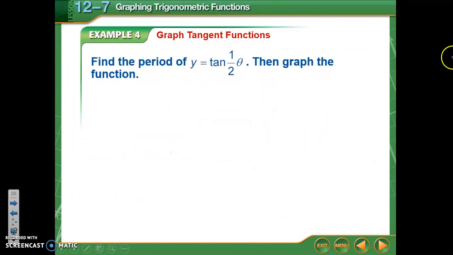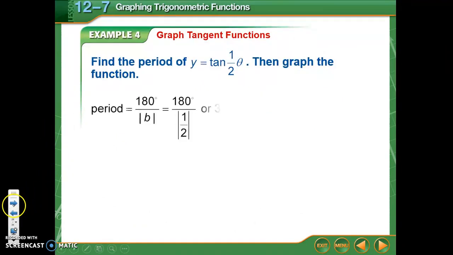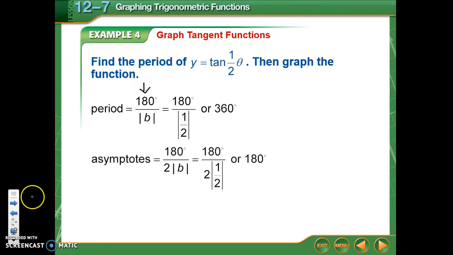So let's take a look at this graph. We have the tangent of 1/2 of theta. To get the period, again, for tangent, it's 180 degrees divided by b. So 180 divided by 1/2, which is 360. And then to get my asymptotes, I do 180 degrees divided by 2b, going back to that formula. So 2 times my period is 1/2 times 2, so 1. 180 degrees divided by 1 is 180 degrees. So that's where my asymptote is going to start, and it's going to be odd multiples of that.